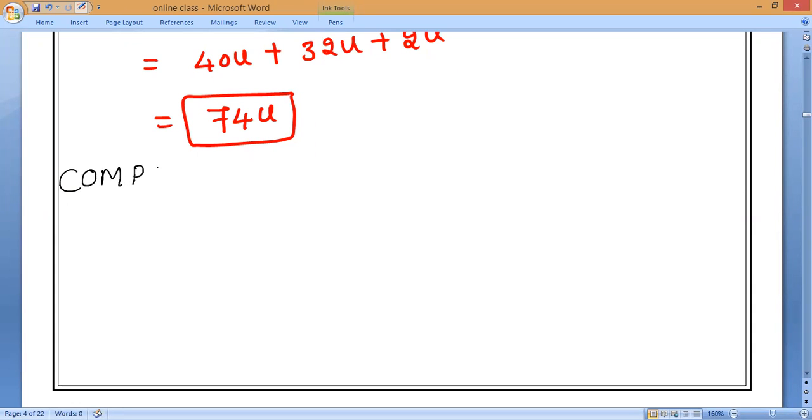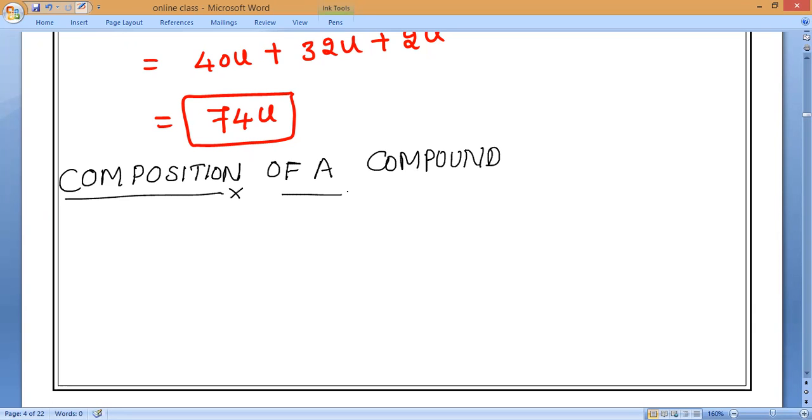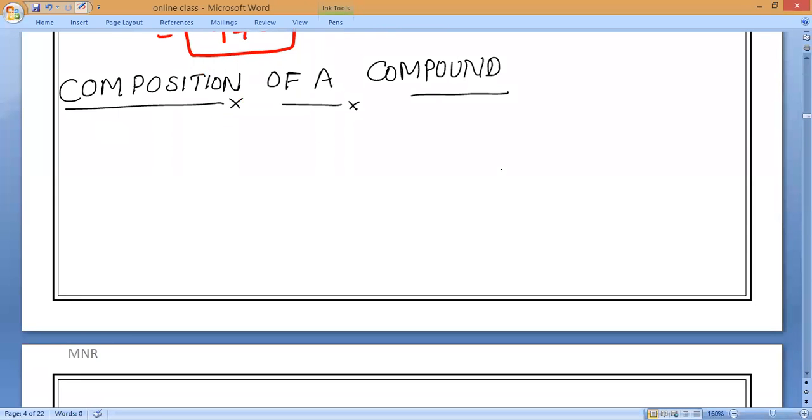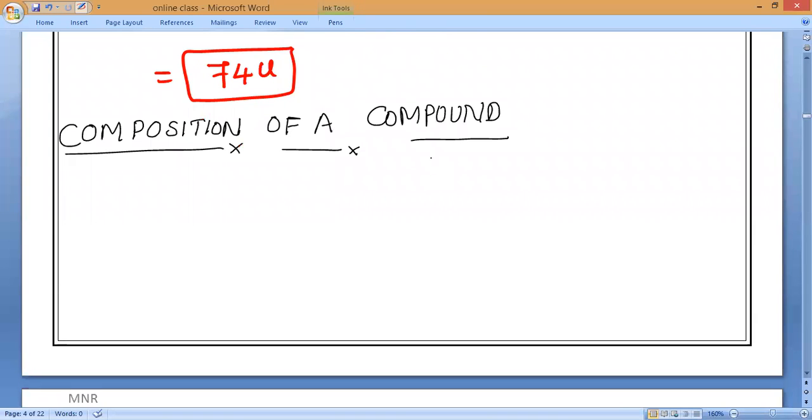Now, please keep the heading: Composition of a compound. Okay. Now, let us discuss what this means. So we need to find the mass percentage. That is only the composition of a compound.